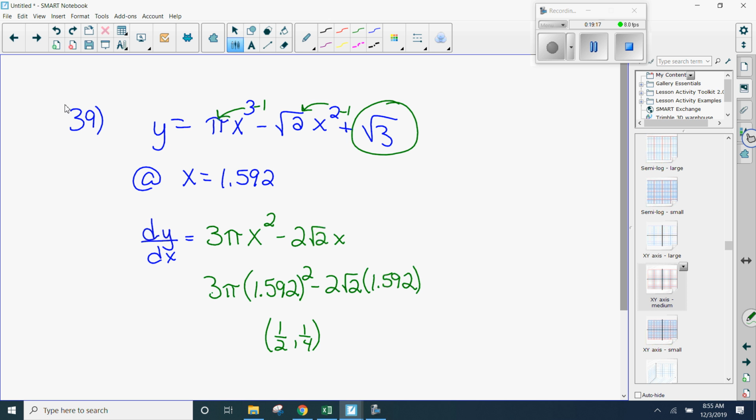No. Just the slope. I got the wrong answer. Did I answer the last one correctly? Yeah. Is this one, did you get 19.384?